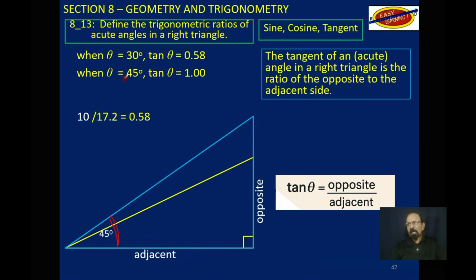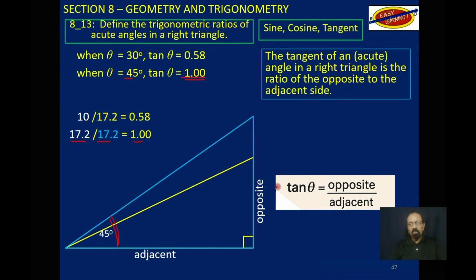So if we find the tangent of 45 degrees, we get 1.00. What that means is that this opposite is exactly the same as the adjacent at 45 degrees. So if the opposite is 17.2, the adjacent is also 17.2. So that would give us 1. Remember, in the other two cases, we didn't pass 1. We went from 0 to 1 or from 1 to 0.